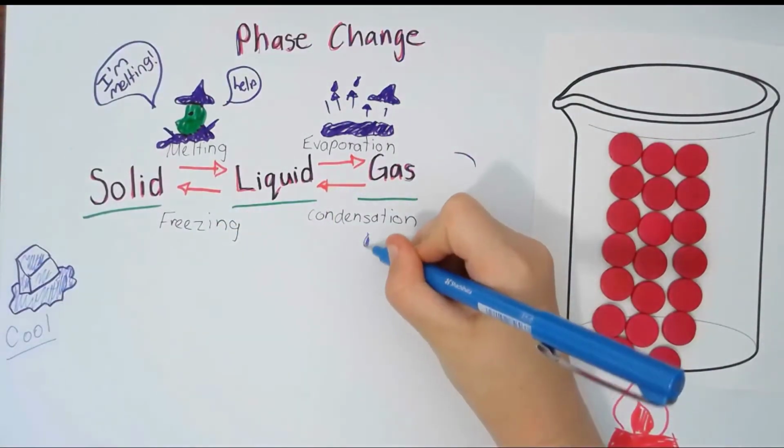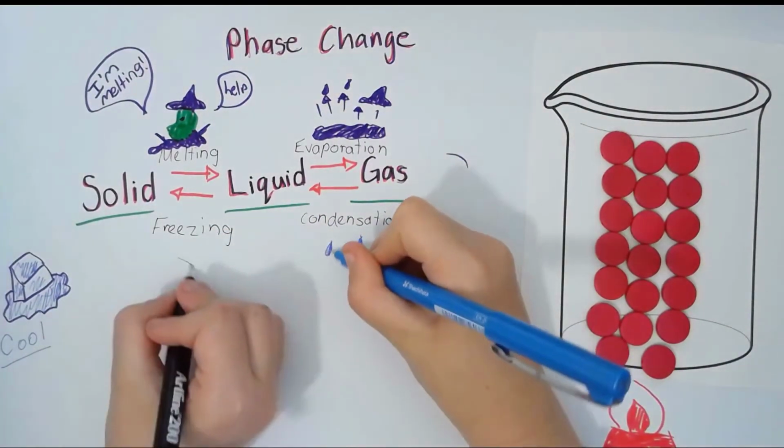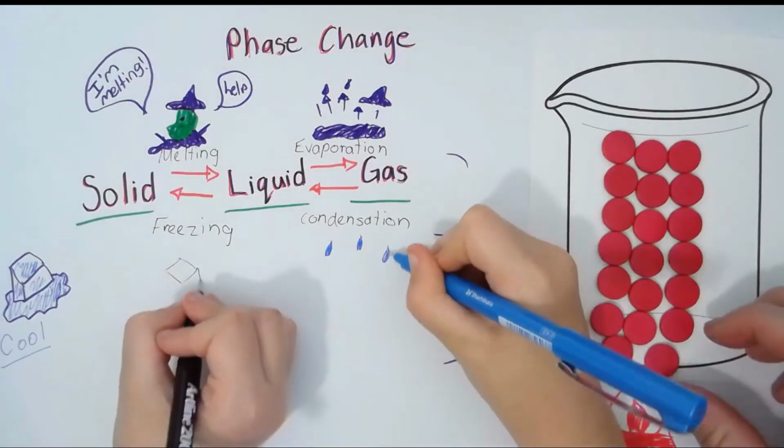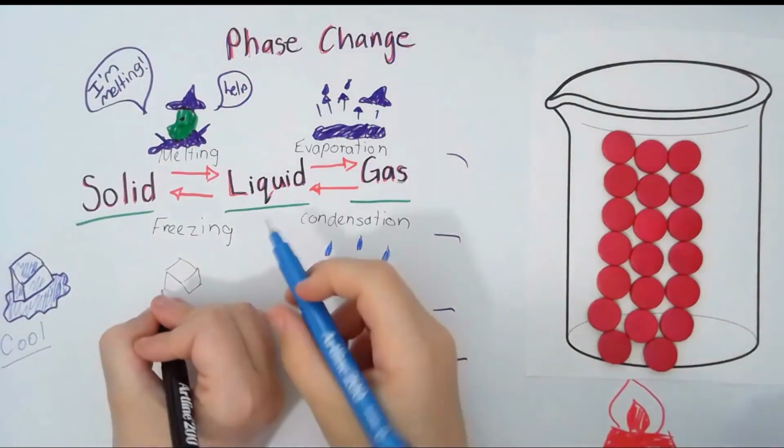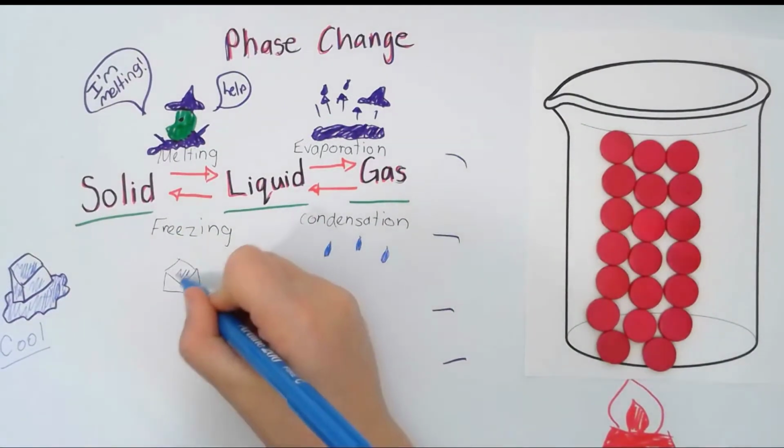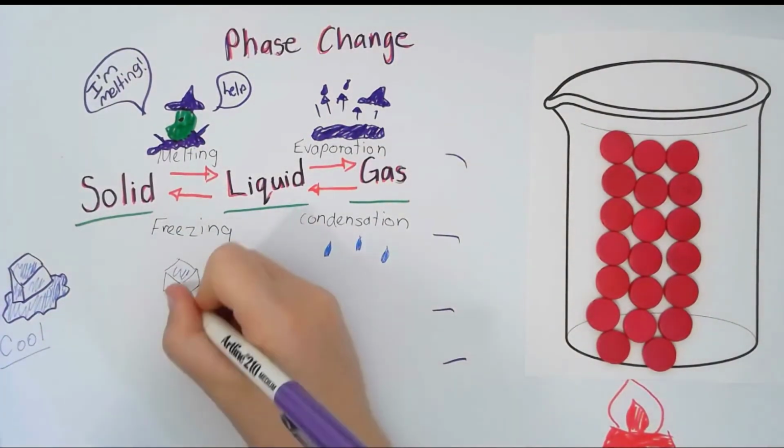So solid to liquid is called melting. Liquid to a gas is called evaporation. And then going back the other way, from a gas to a liquid is called condensation, and a liquid to a solid is called freezing.